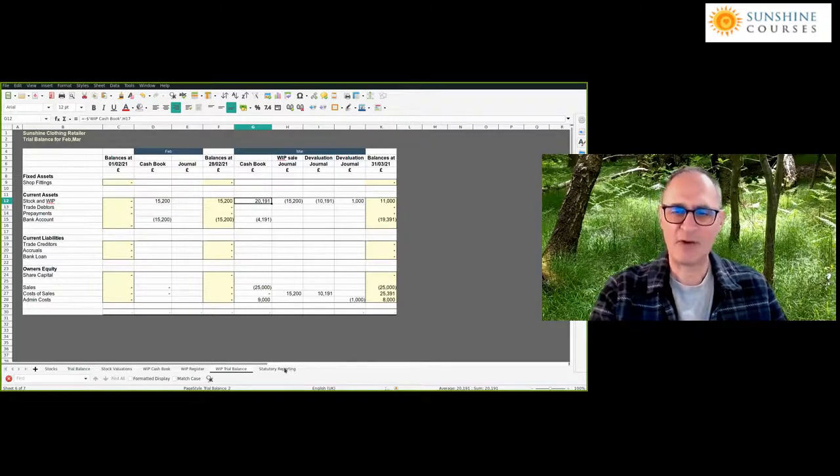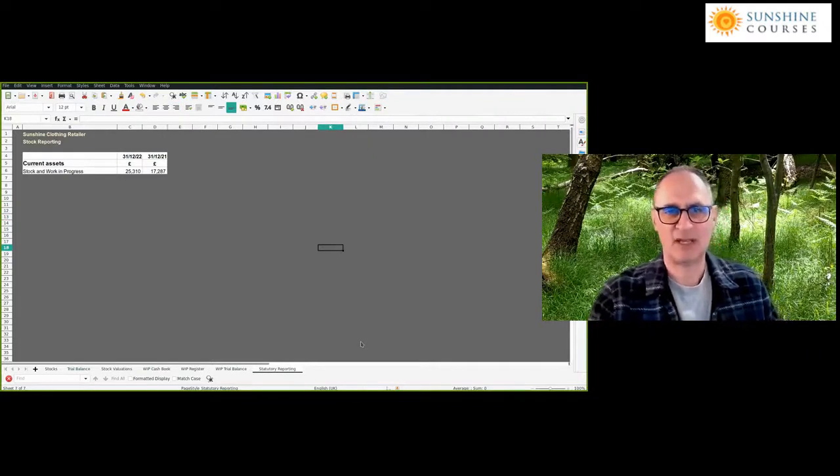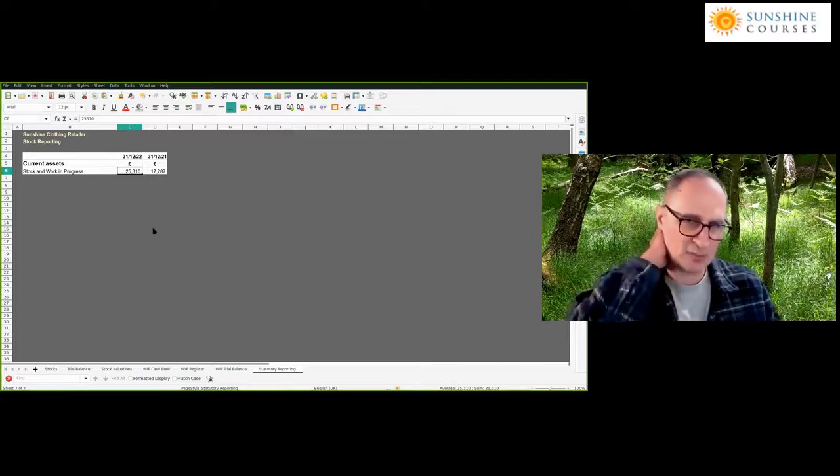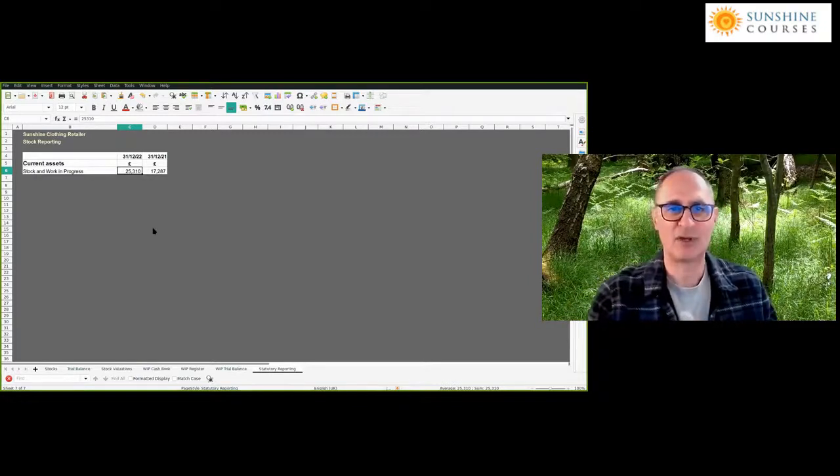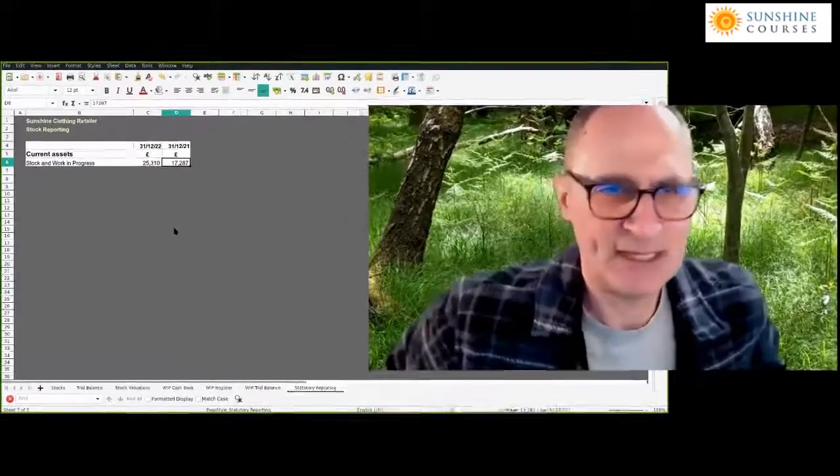Okay, finally, a very simple summary. How do you report stock in statutory accounts? And the answer is really very simple. There's a section for current assets, and within that, the first item is stock and work in progress. And as with all statutory accounts, we show the current year and the previous year comparison. In this case, we have £25,000 of stock and work in progress at the end of December 2022, and at the end of the previous year, December 2021, we have £17,287.